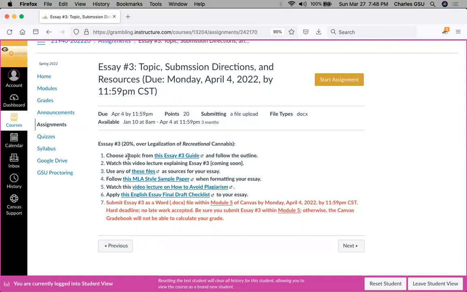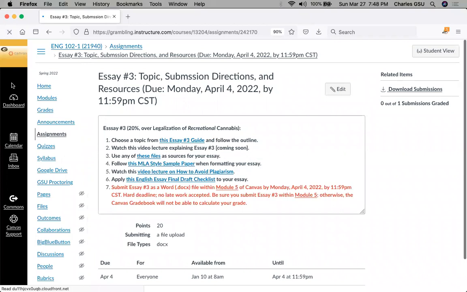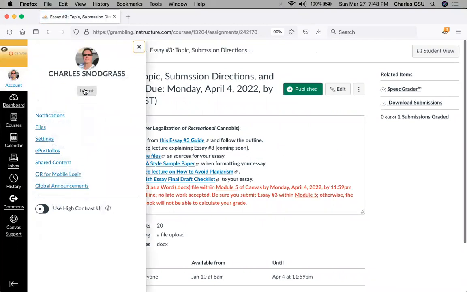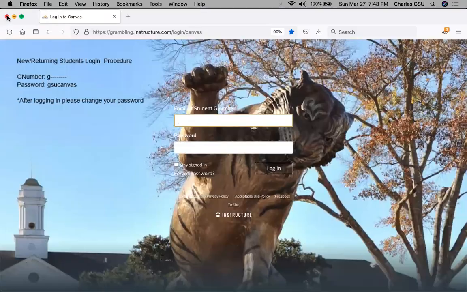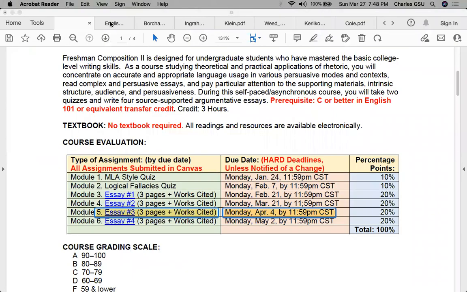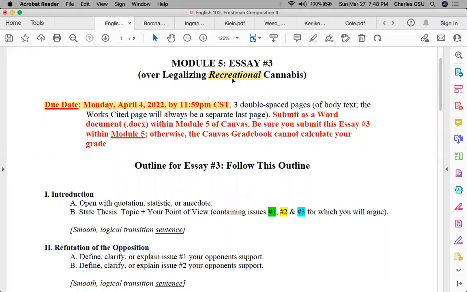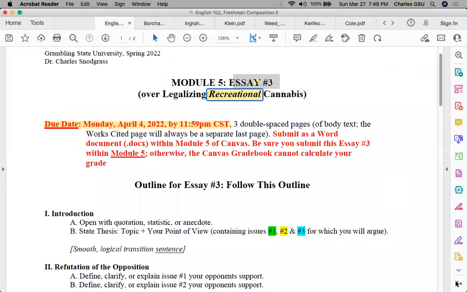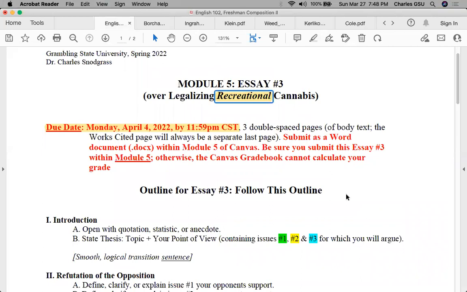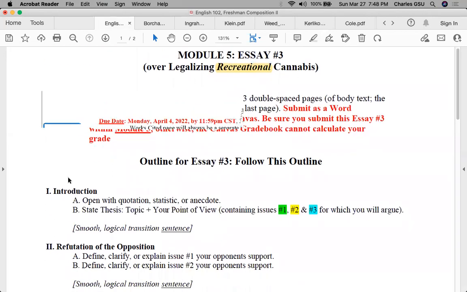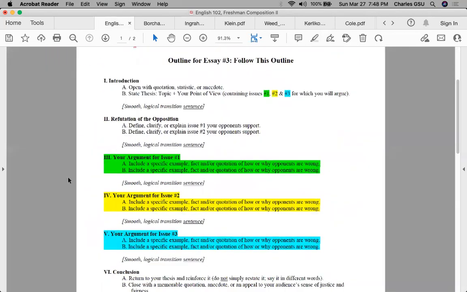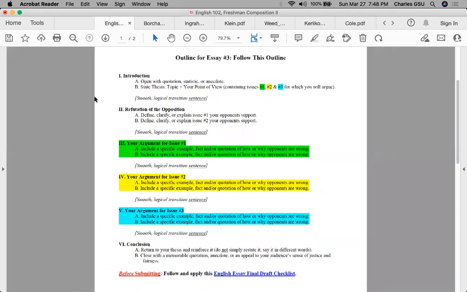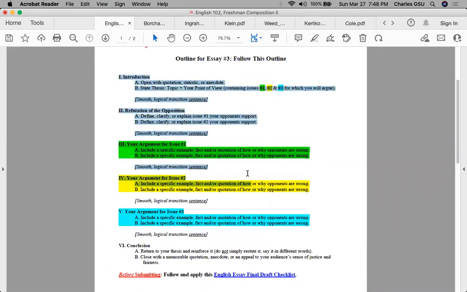So we'll start with this one, the essay guide, which of course contains the outline. Let me just sign out of Canvas here. So in the essay guide, you can see here the emphasis is on recreational cannabis, as I will clarify in a moment. And it is again due on Monday, April 4th. And the outline is exactly the same as essays 1 and 2. In fact, all 4 of the essays contain this exact same outline.